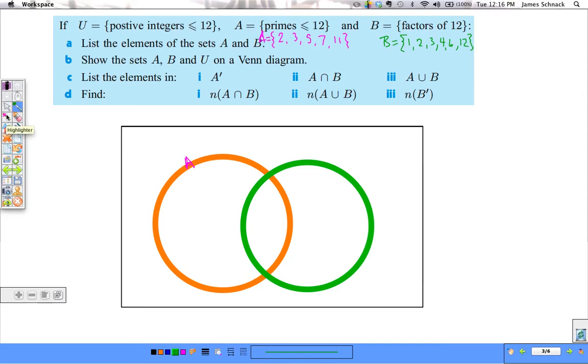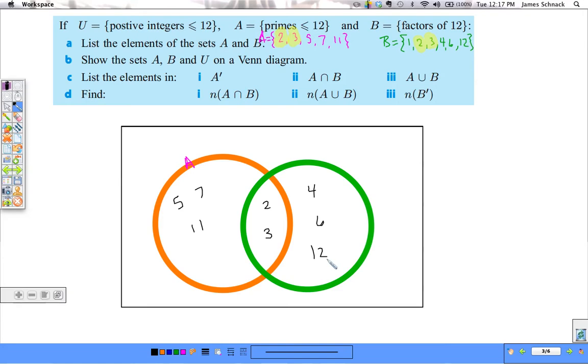Now before I go anywhere, I like to identify which ones are the overlapping ones. Which ones are going to go in the intersection? I see 2 in both groups, 3, and there aren't any more. So inside the intersection, I'm putting 2 and 3. There are just two items in there. In the orange circle, but outside of the green one, we have 5, 7, and 11. In the green circle, but outside the orange one, we have 4, 6, and 12.